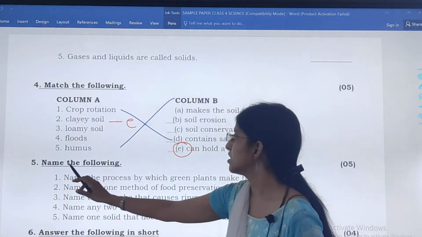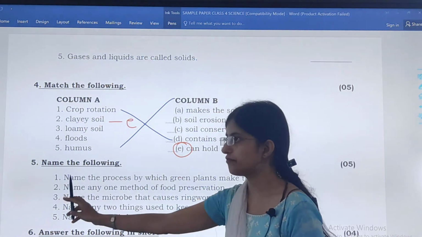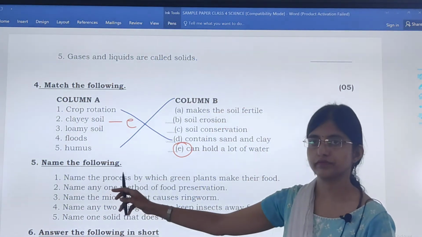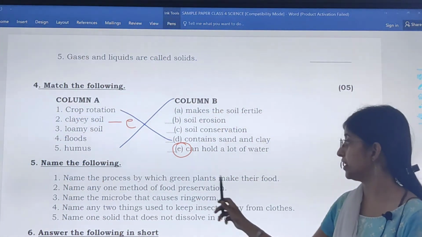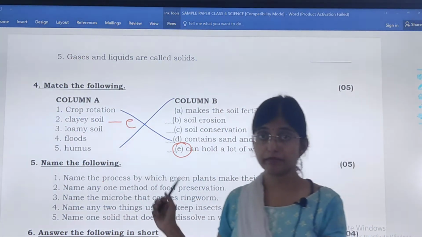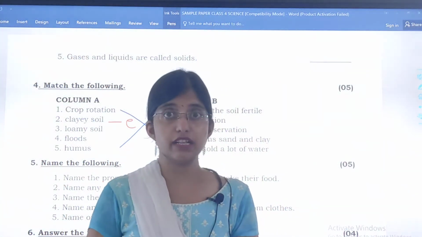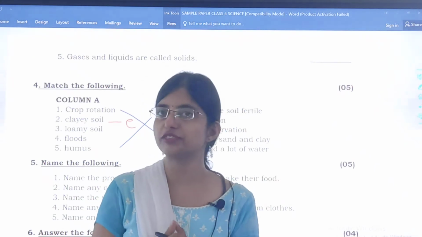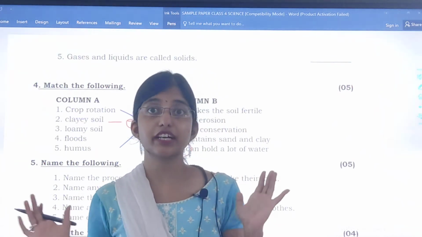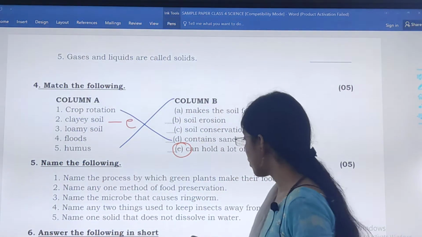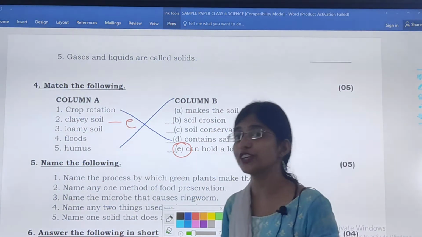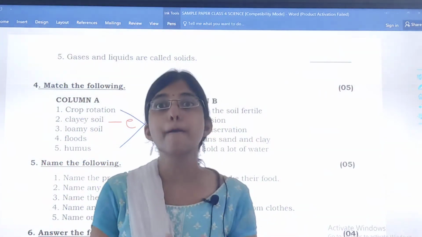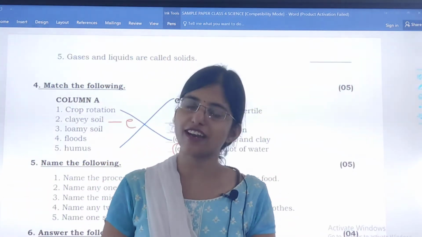Then comes name the following. First, name the process by which green plants make their food. Come on, tell which is the process by which green plants make their food. They make their food by the process of photosynthesis, and I will write photosynthesis with green color. Why green color? Because plants are green in color.